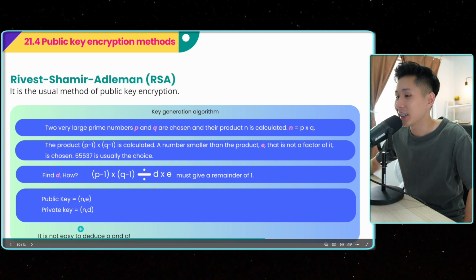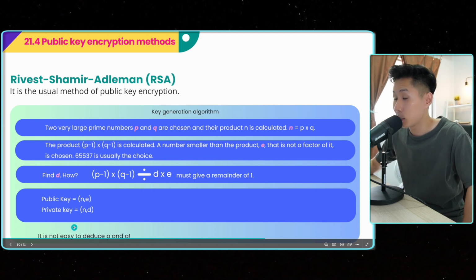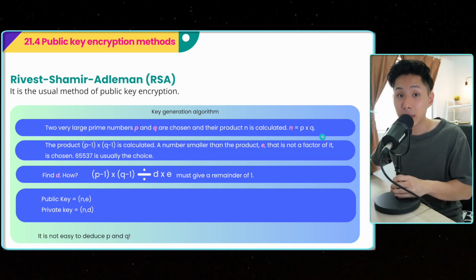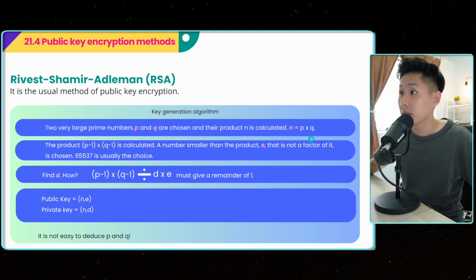Of course, in this case, there's a side note here. It is not so easy to deduce p and q. Hopefully now you can see that it's a very mathematical thing. Nothing really magical about it.